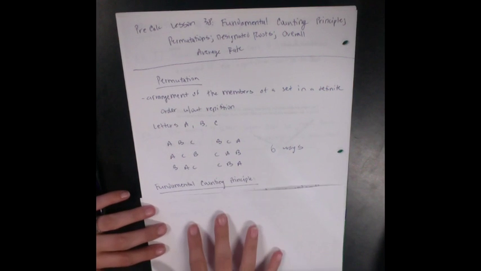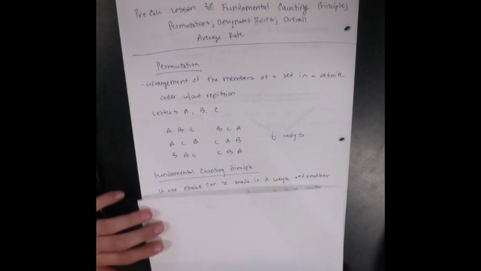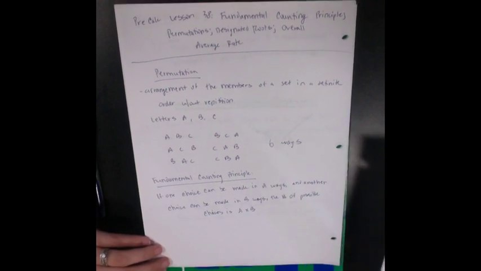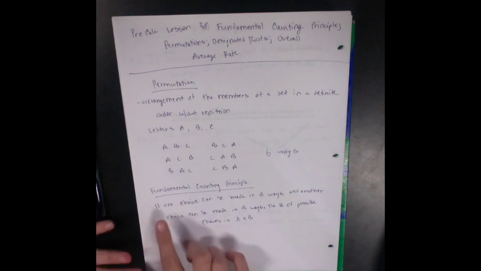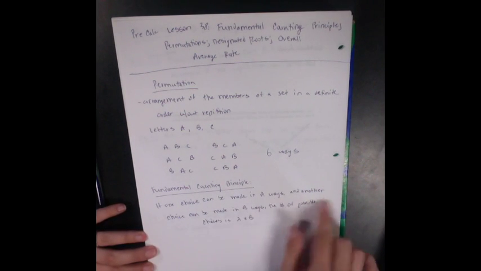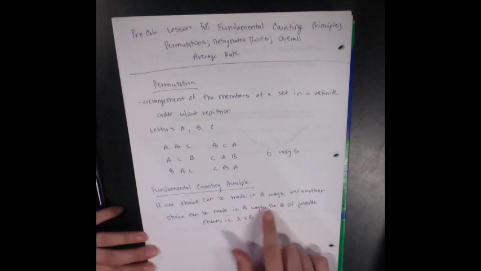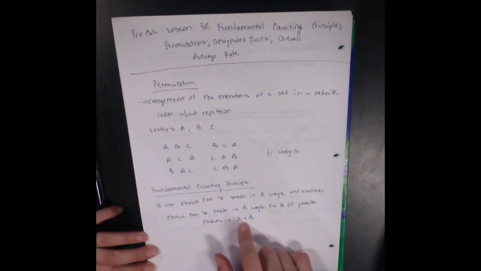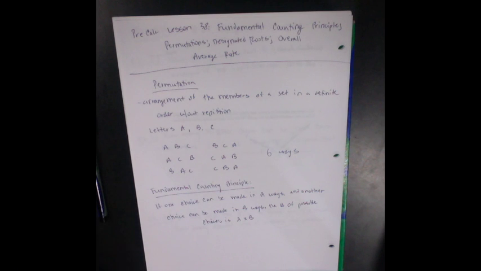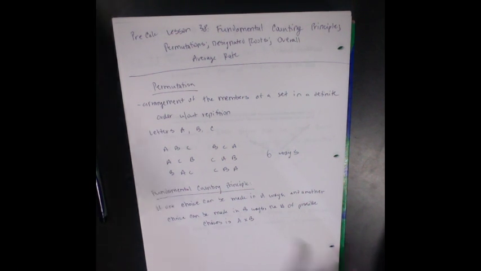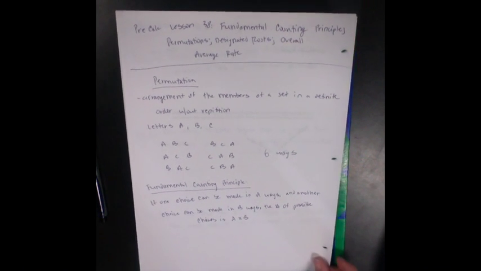Now, this leads us to what is called the fundamental counting principle. The fundamental counting principle is if one choice can be made in A ways and another choice can be made in B ways, the number of possible choices is A times B. Now that seems like a big, vague statement, but I will show you exactly how we will use that. So pause if you need to.